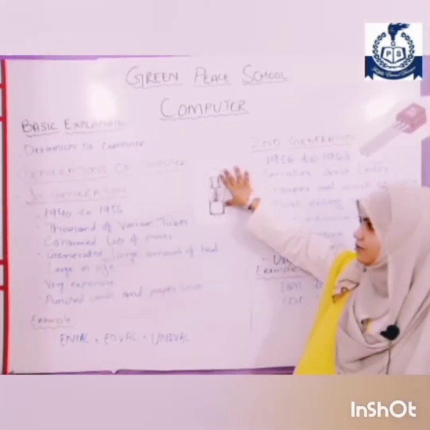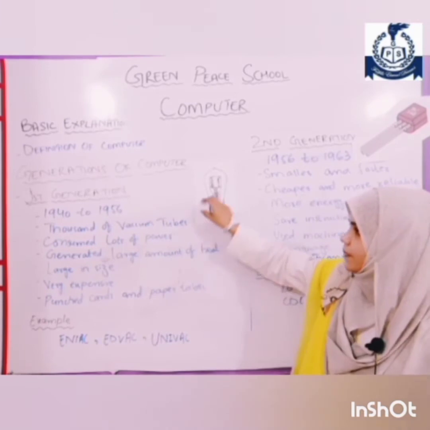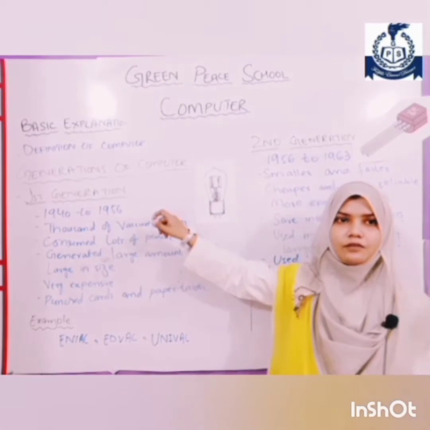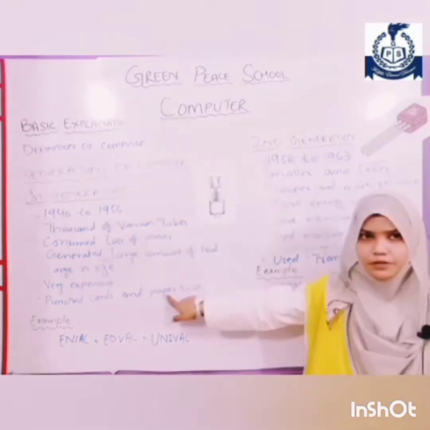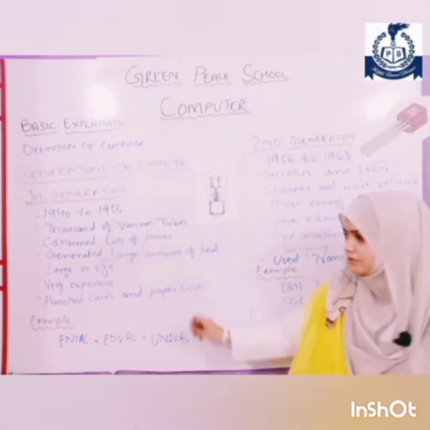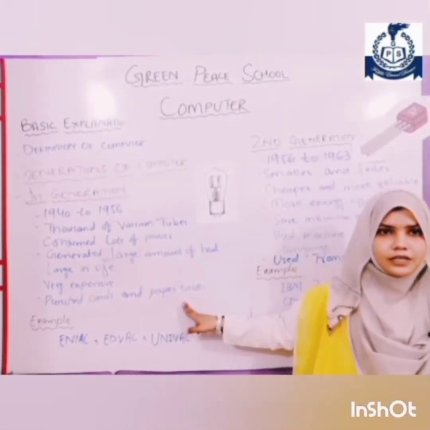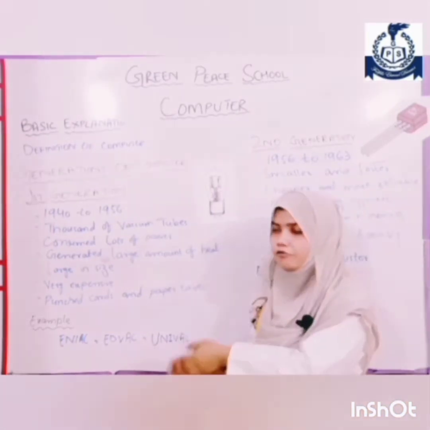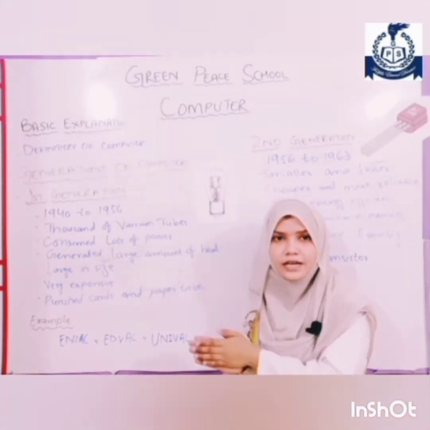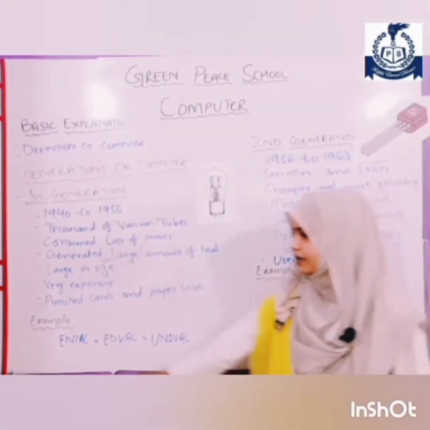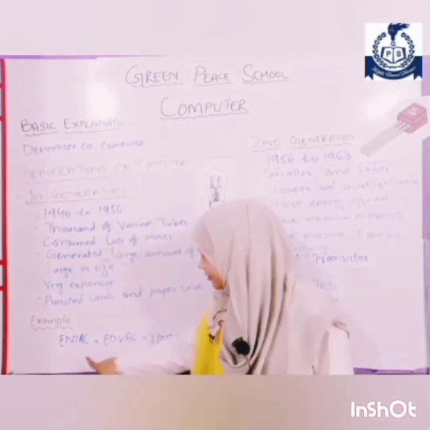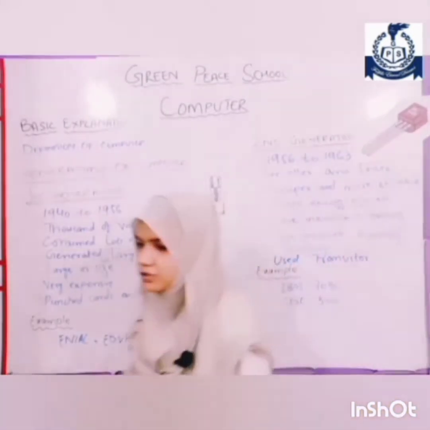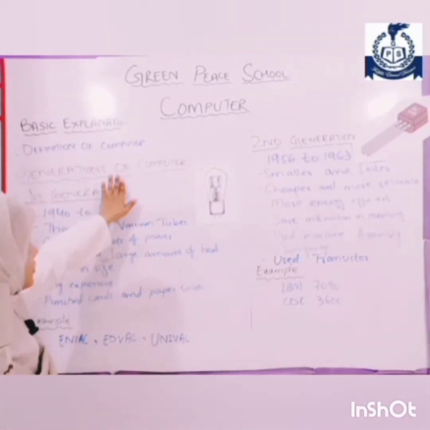So this is the diagram of this vacuum tube. These all are points of this first generation. Machine language was used to program it, using punch cards and paper tapes. They were the fastest calculating devices of their time and could perform 5,000 additions and multiplications in 1 second. The examples are ENIAC, EDVAC and UNIVAC. These all are examples of this first generation, and these all are the points of this generation.